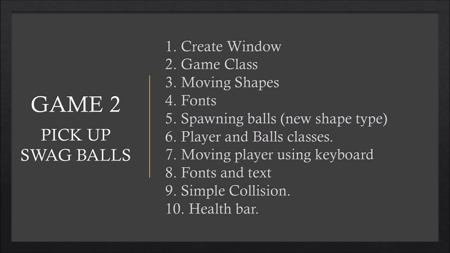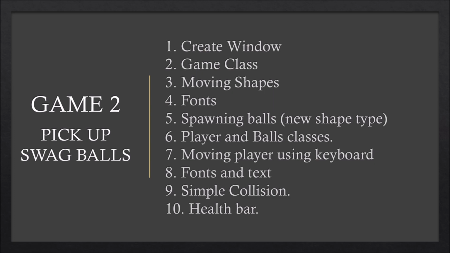The 6th point is important because now we're not going to do everything in main like we did in the last game. We're going to have player and balls separate in different classes, so we can separate all the logic and easily make players and balls and all that stuff. And then we're going to move the player using the keyboard. It isn't something really new since we used the mouse in the last game, but still, it's going to be a good thing to learn.